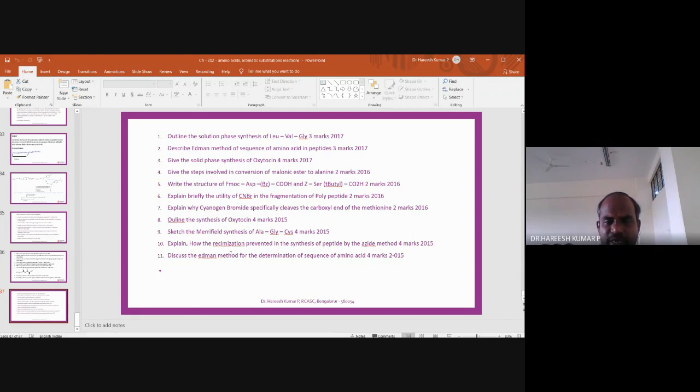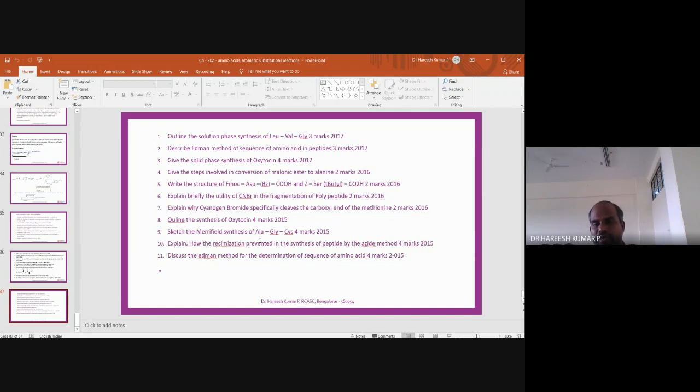And then racemization. Explain how the racemization arises. I think racemization arises when we are using a strong base. If there is an abstraction of proton, then racemization occurs. Okay, so if we are using a mild base, no need to worry about the racemization.